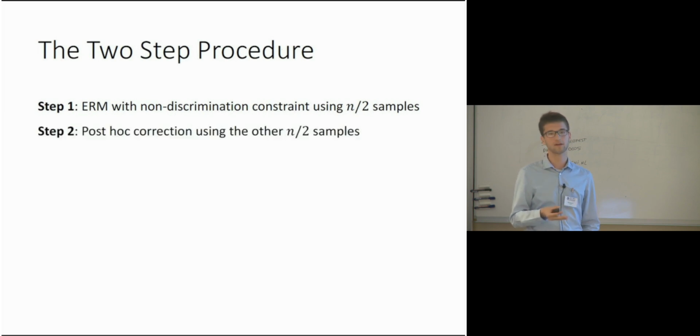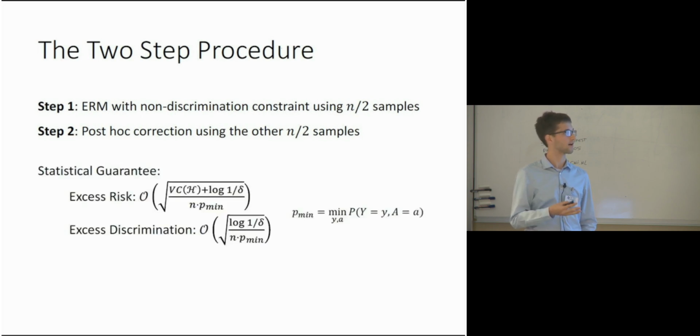With the other half of our data, we apply this post hoc correction to the output of step 1 to get a non-discriminatory predictor. With similar analysis to before, we can get an excess risk bound, which is like before, and we can also bound the excess discrimination with a term that does not depend on the VC dimension any longer.